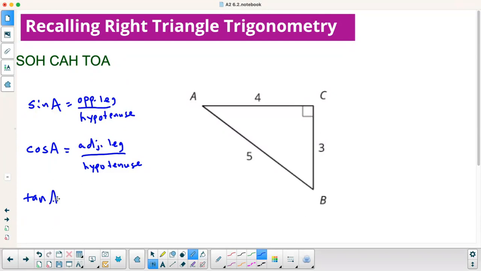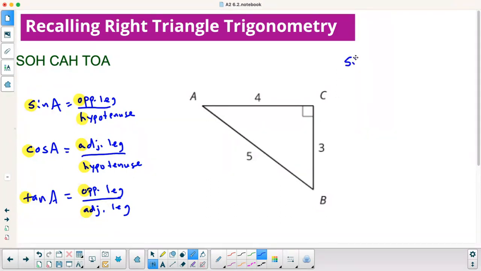And then the TOA stands for tangent of your angle is equal to the opposite leg divided by the adjacent leg. So if you look here, the TOA is right there, the CA is right there, the SO is right there. So SOHCAHTOA. If I look at this triangle here, I can come up with six trig ratios.